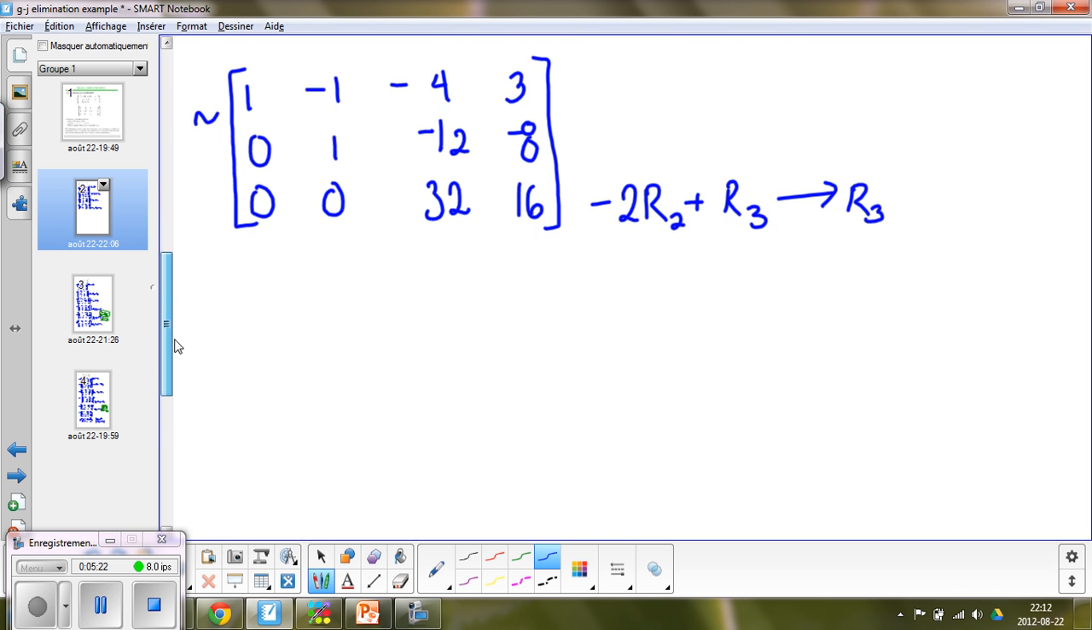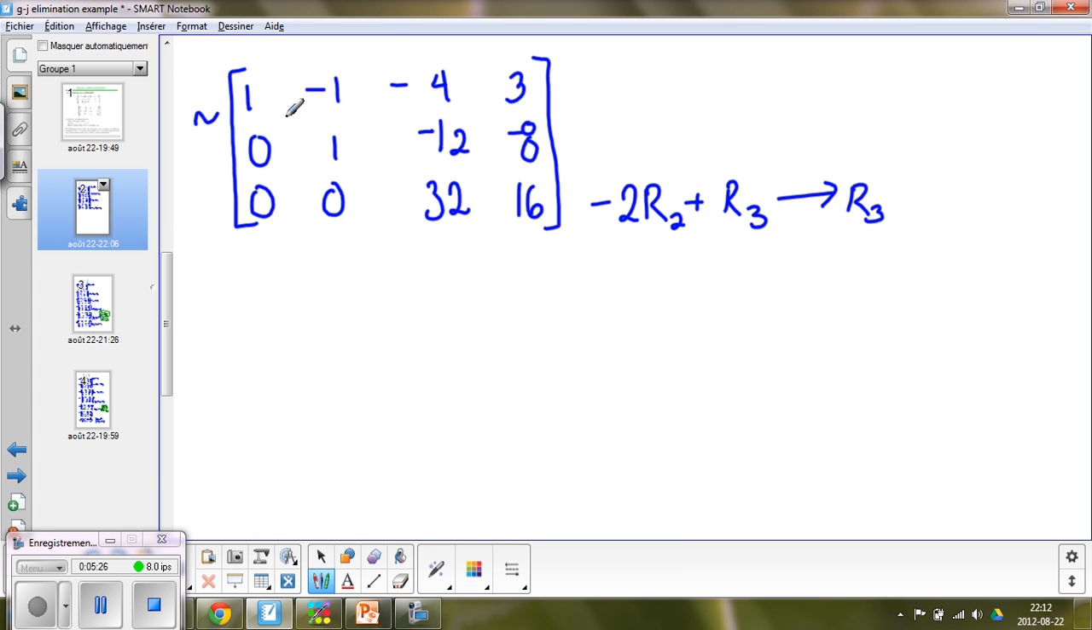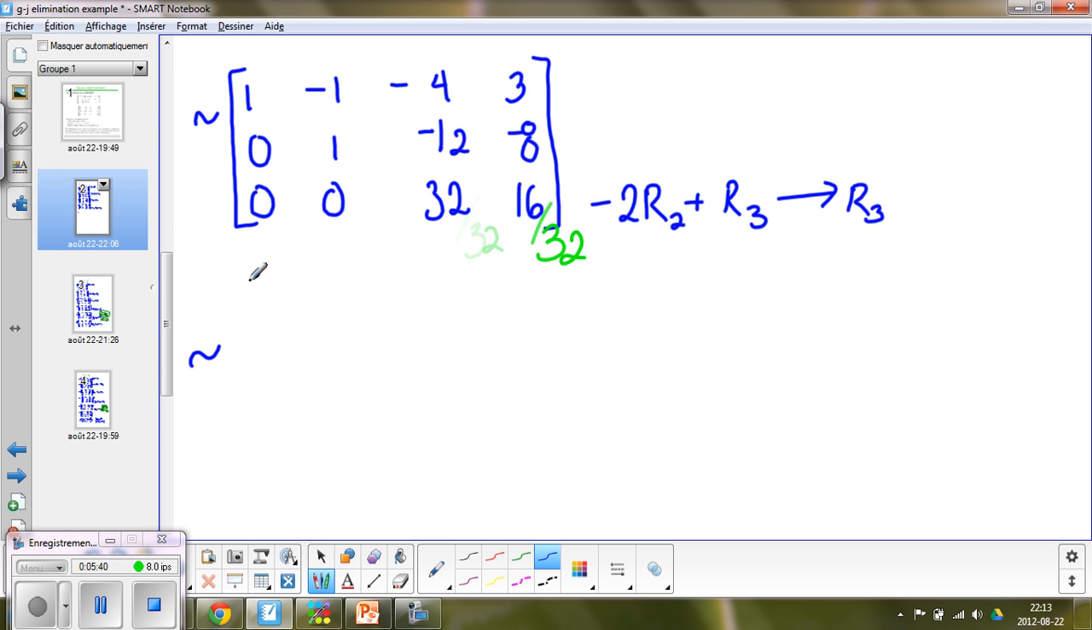Good. Again, that was a good step. This column is fine, this column is fine. We only need to have a 1 here as a leading number. All we need to do is divide by 32. Obviously we do this throughout. That's all we need for this step. Obviously when you get very used to doing this, you can go a bit faster. But for now, let's just do it properly.